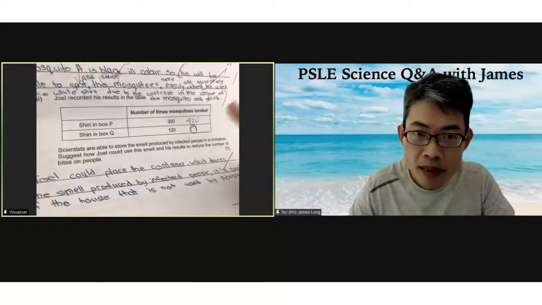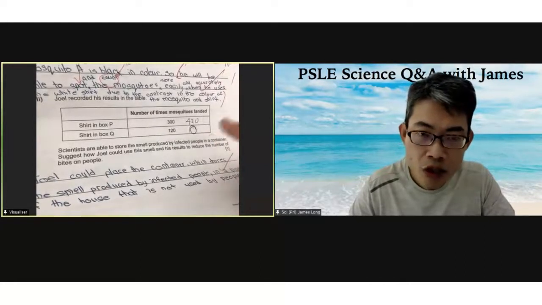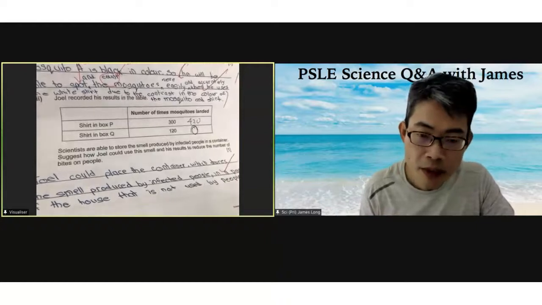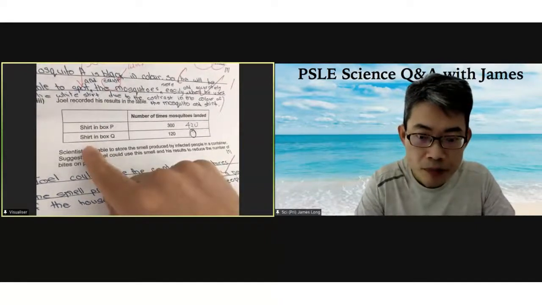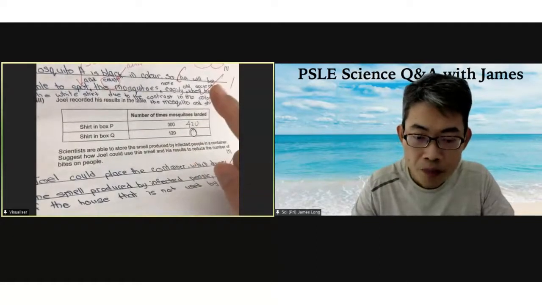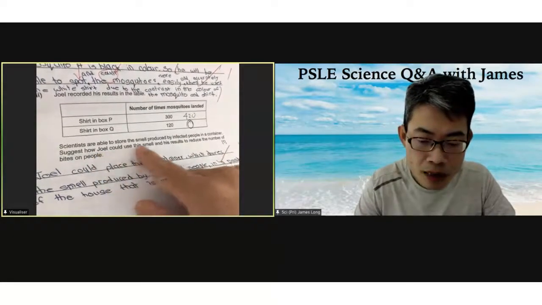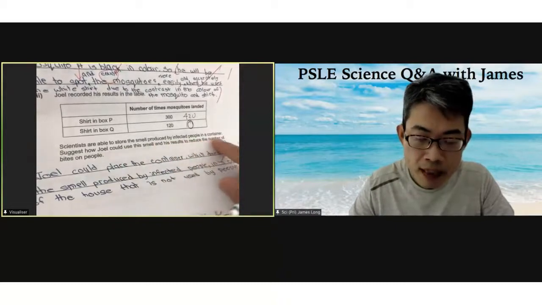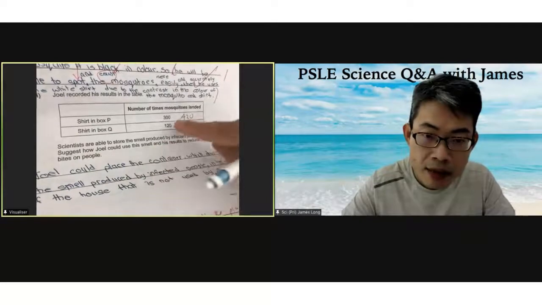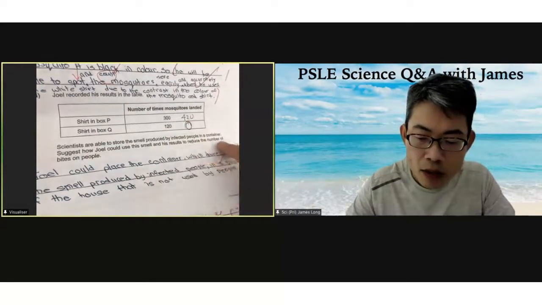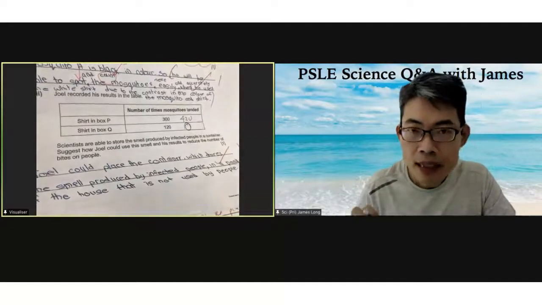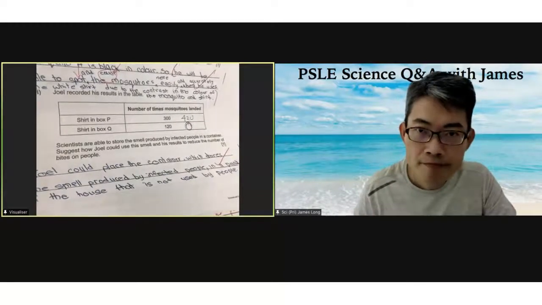There are still mosquitoes landing on the shirt without the smell produced by children infected with malaria, which is this shirt. Mosquitoes still go there, fewer, but still go there. Now, scientists are able to store the smell produced by the infected people in a container. Suggest how Joel could use this smell and the results here to reduce the number of bites on people. So let's take a look at this answer up close, alright?